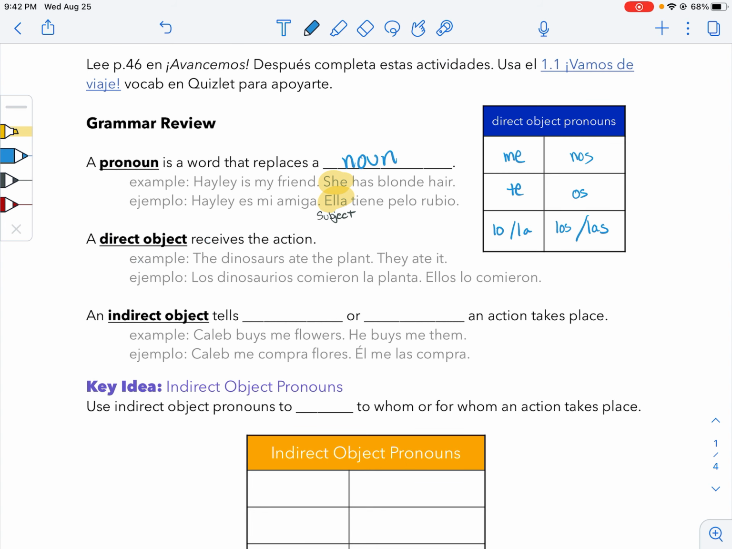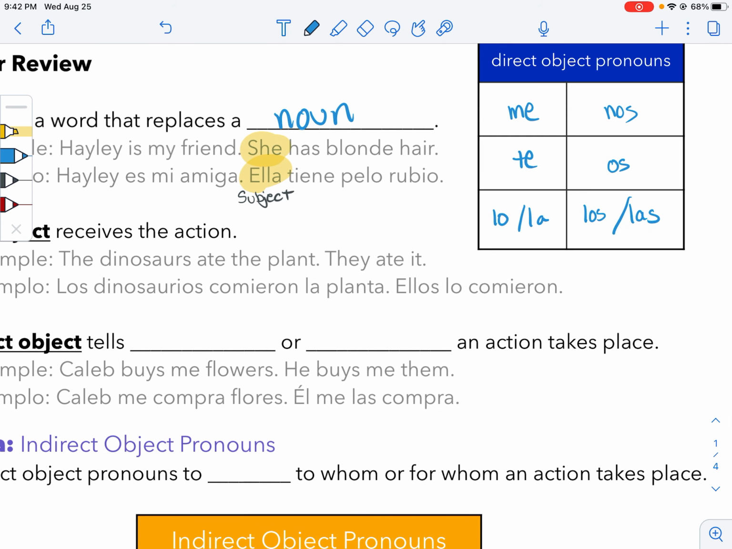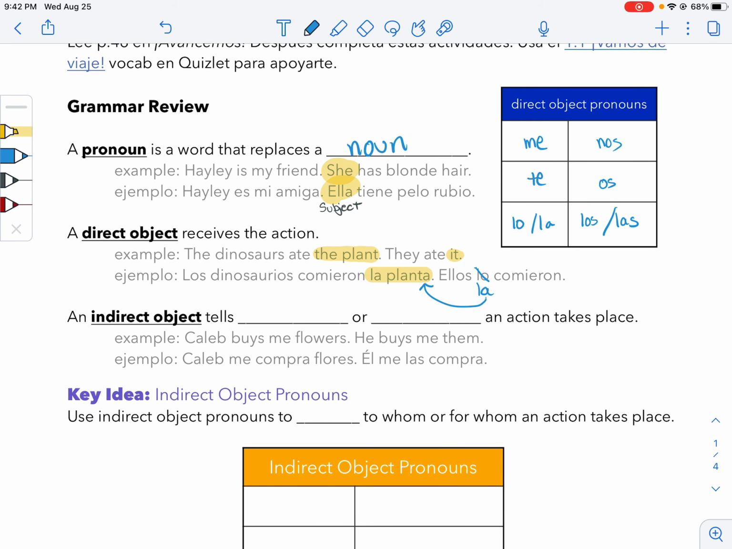So a direct object is the thing that receives the action, like the plant, or it in the sentences. The dinosaurs ate the plant, or they ate it. Right? So los dinosaurios comieron la planta. Ellos, oh, there should be la. I don't think I caught that last time. Ellos la comieron. They ate the plant. They ate it. Sweet.